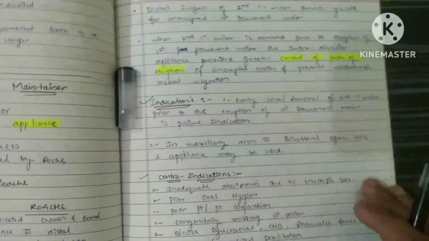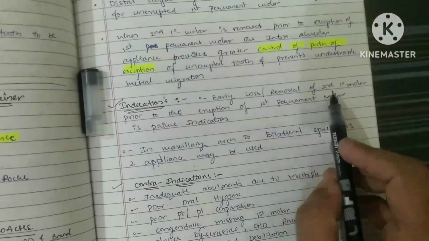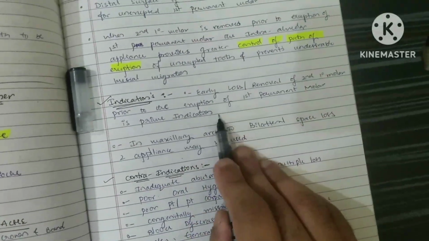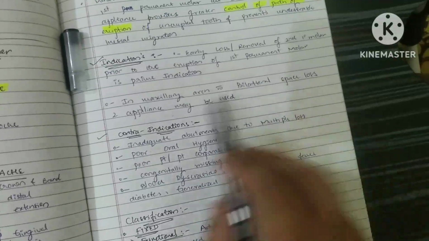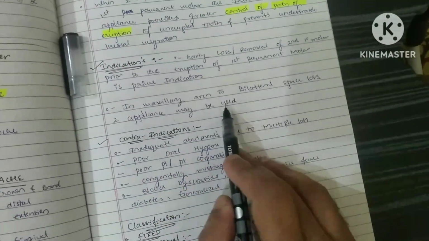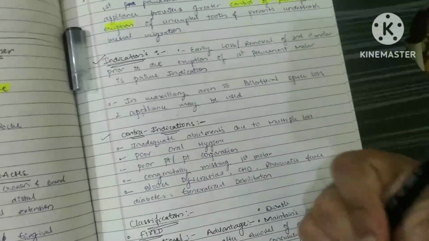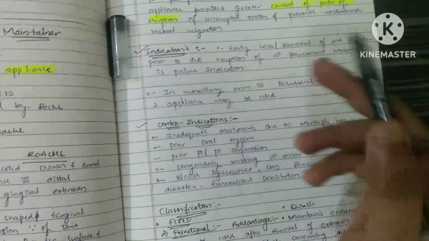Now where has this been indicated? It is indicated in early loss or removal of the second primary molar prior to the eruption of the first permanent molar. This is the prime indication. In the maxillary arch with bilateral space loss, two appliances may be used. If both the second premolars have been lost, we can use the distal shoe space maintainer in both quadrants.